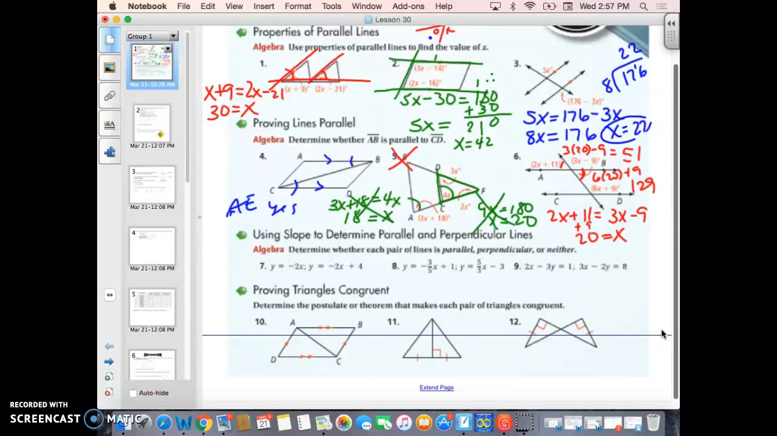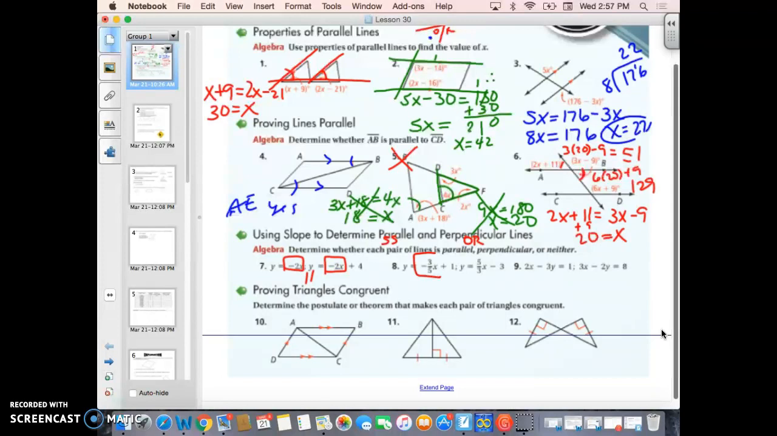All right, using slope to determine parallel and perpendicular lines. Remember, for parallel lines, you want to have the same slope, and for perpendicular lines, opposite reciprocal slopes. And so first you have to know where slope is. So slope is always that number in front of x. Well, here we've got same slope, so these are parallel lines. And that's the symbol for parallel.